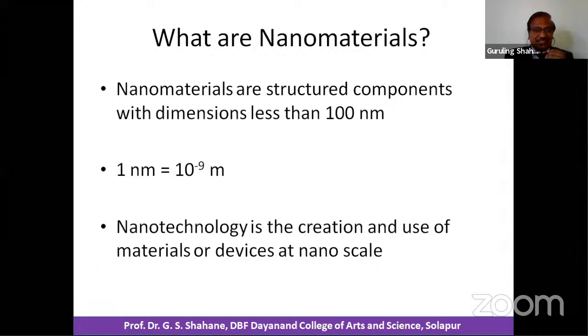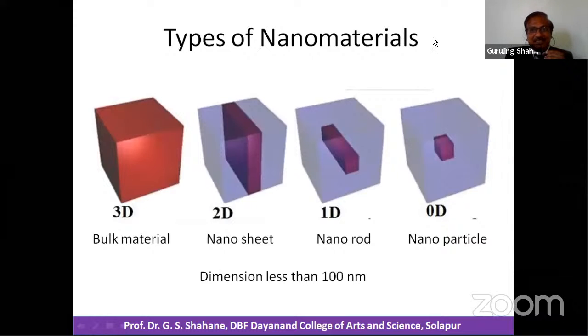So what is nanotechnology? It is the creation and use of materials or devices at the nanoscale. This is just a primary idea. Now look at this: a three-dimensional structure first, a 3D material whose dimensions are greater than 100 nanometers. We call it a bulk material, because its properties are similar to those of bulk. But if we reduce one of the dimensions of that material to less than 100 nanometers, it becomes a two-dimensional sheet. We call it a nanosheet, a two-dimensional structure.